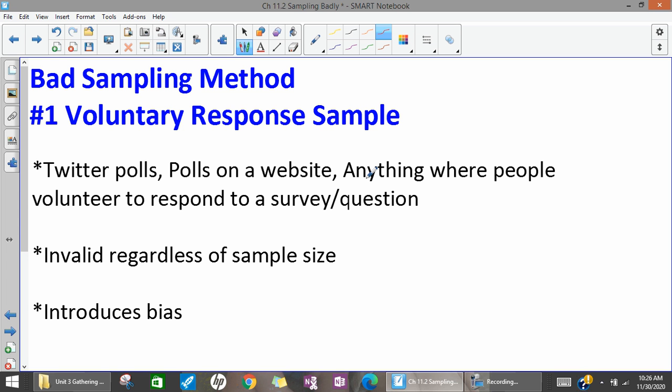representation of maybe everybody. So, for example, I'm a fan of Arsenal, and if Arsenal fans don't have Twitter or don't follow certain Arsenal accounts, we're not going to get a representation of those people. And so these types of polls or surveys are invalid. It doesn't matter how big your sample size is because you're still always going to have the bias that only people who see that or choose to go to that website or Twitter account are going to be able to answer. And it introduces bias into our results. So this is a bad way to try and collect data.